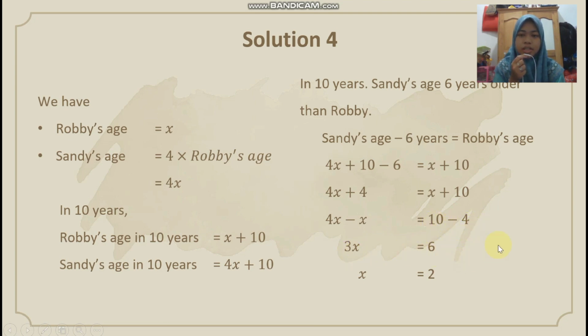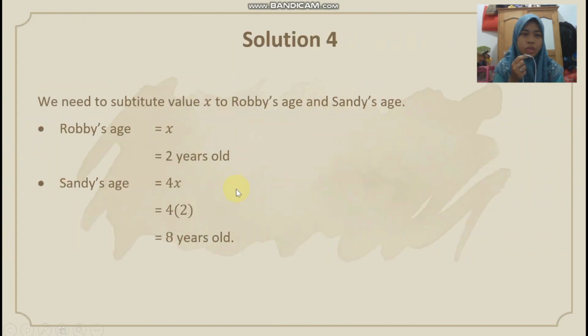On the left and right sides we can divide by 3. 3x divided by 3 is x, and 6 divided by 3 is 2. We need to substitute the value of x into Robbie's age and Sandy's age. Robbie's age equals x, equals 2 years old, and Sandy's age equals 4x, equals 4 times 2, which is 8 years old.